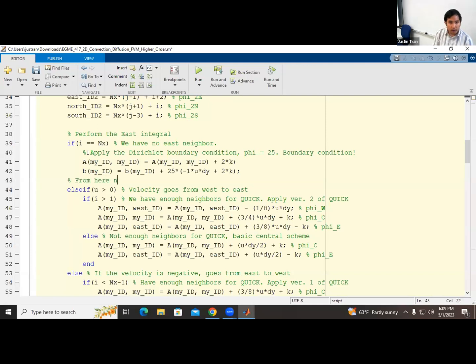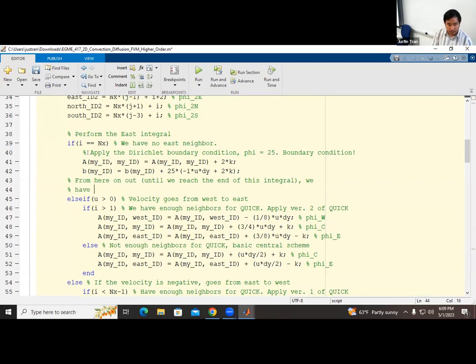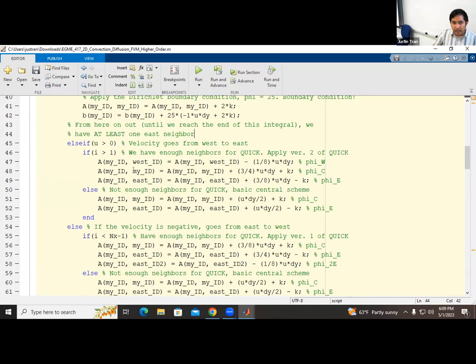or at least until we reach the end of this integral, we have at least one East neighbor. So if we have at least one East neighbor, that means we can actually use that East neighbor and bring it into our calculations.